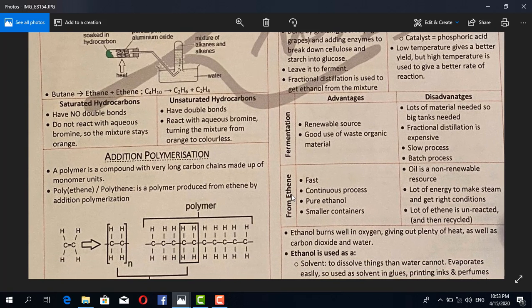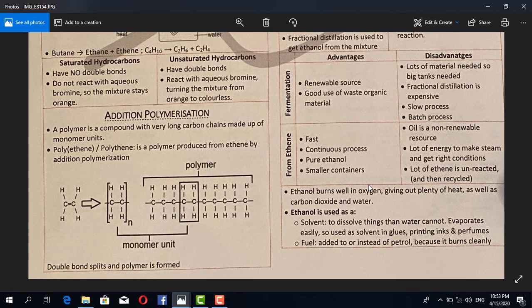The advantage of making it from ethene is that it's fast and a continuous process, and pure ethanol is taken out in a smaller container. But the bad thing is that oil is a non-renewable resource, a lot of energy is needed to make steam and get the right conditions, and a lot of ethene is unreacted and then recycled.